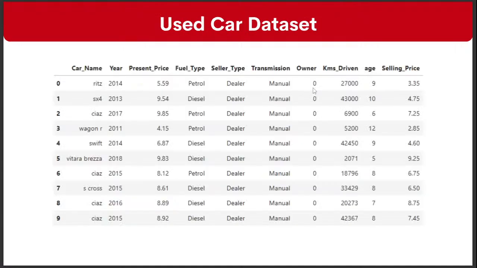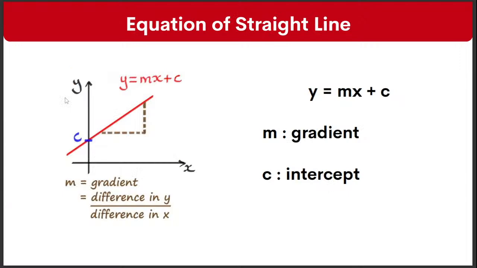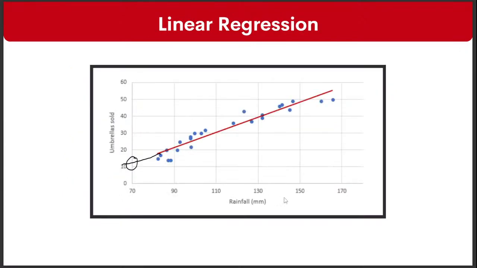So this is a used car data set. Actually, if you have worked on a machine learning project, you would understand this data set. We have a lot of features, including the car name, the year, present price, fuel type, etc. Here what we will be predicting is the selling price, this last column. So this is going to be your target. You will be plotting all these features. Earlier we used only one feature, which is the rainfall.